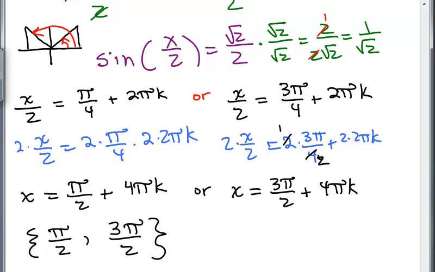Little hint is, usually if you have x divided by a number as opposed to 2x, you might have half as many solutions as if you were just solving for x. Or you might have fewer solutions anyway. All right, so for this problem, since we were only asked for the solutions in 0 to 2 pi, we're done. And you can always check either of these in the original.